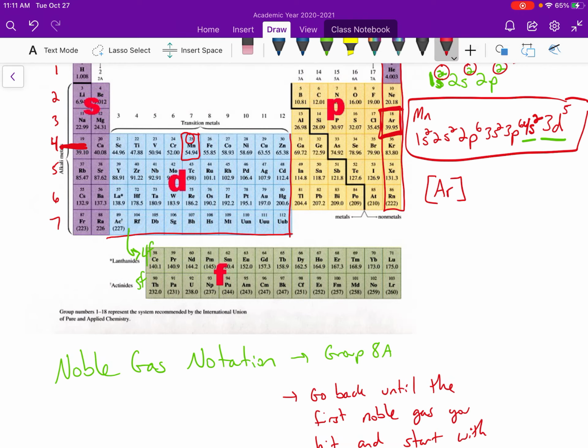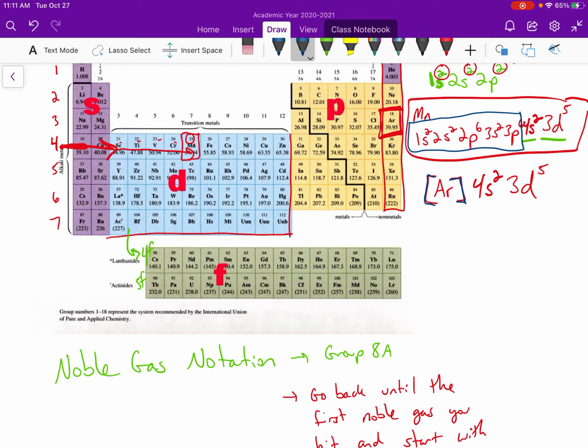It's going to put us over here. So I would say 4s2, and now we're in 3d, 1, 2, 3, 4, 5. Okay? That's the same thing. So here we just cut out this whole part of the configuration and said, well, that's just argon. Because if I asked you to write the configuration for argon, you would get 1s2, 2s2, 2p6, 3s2, 3p6. So this is assuming you know that.